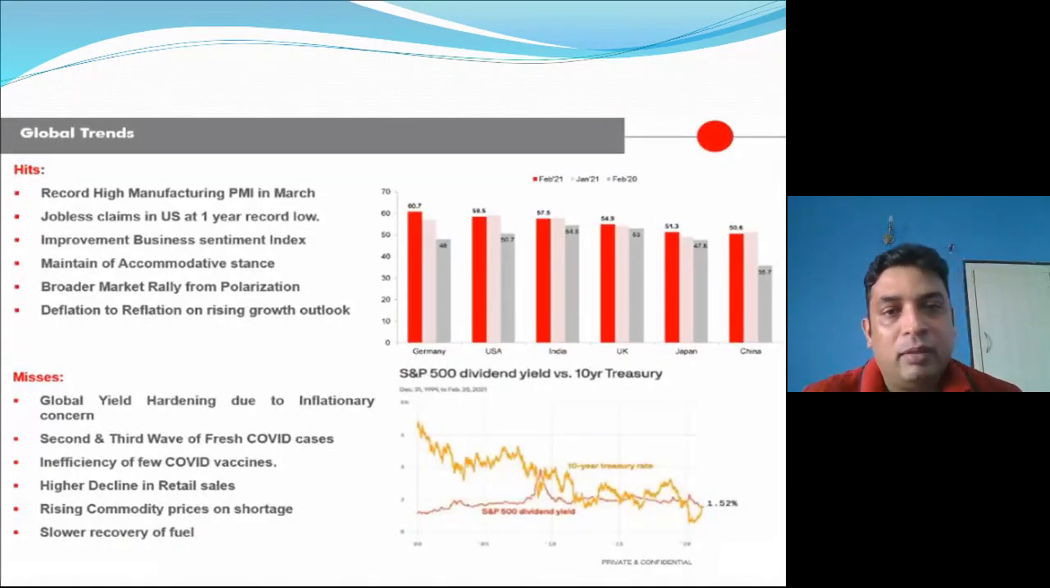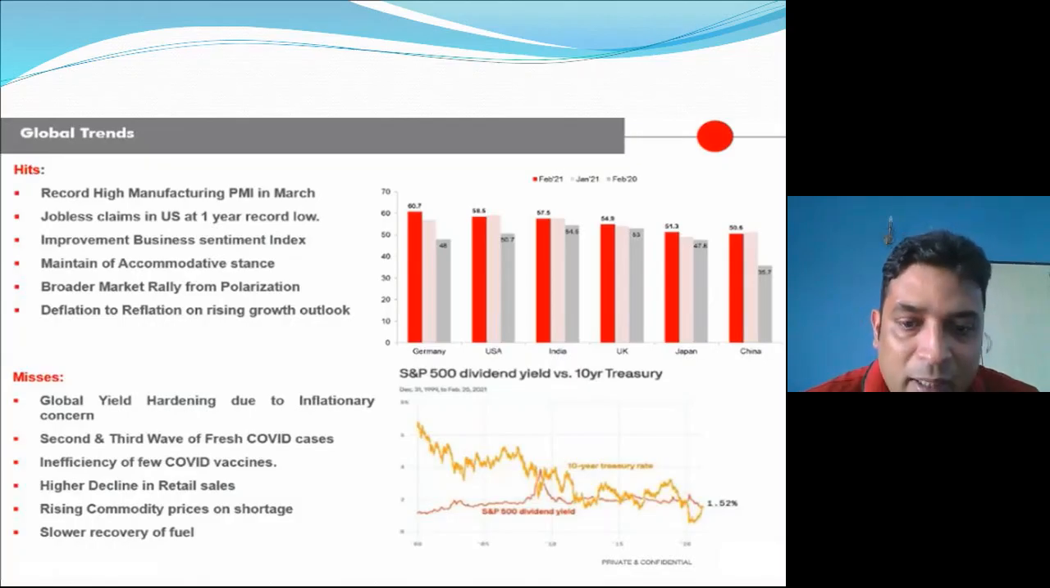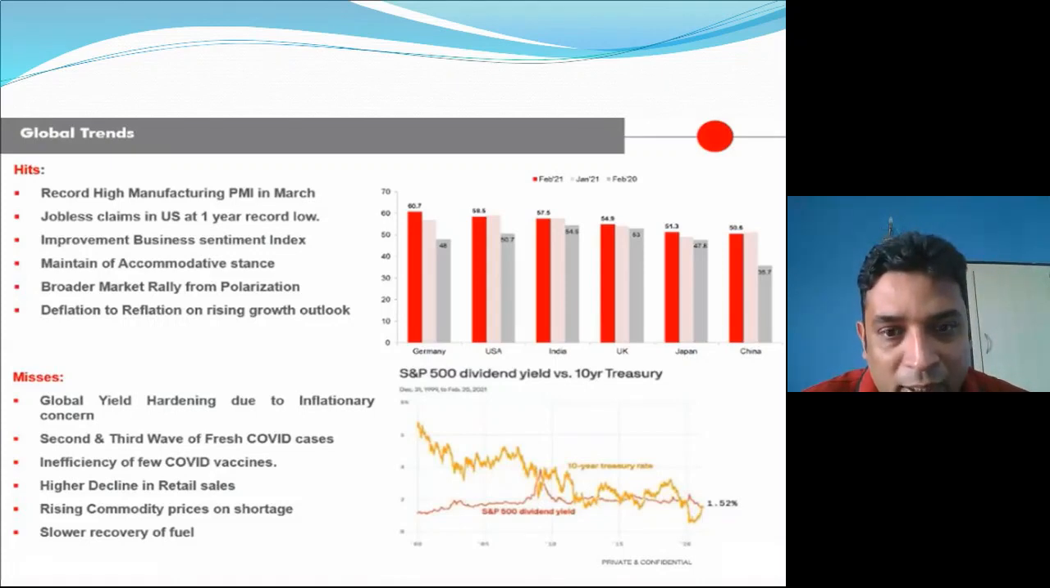Now, the question is why people bought equities. This data will give you a picture. The Standard and Poor 500, which is the US stock market index: if you see the dividend yield of the stock market against the 10-year treasury bond yield, it's much higher. See the 10-year treasury yield.